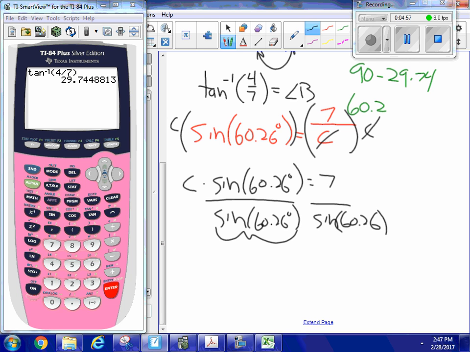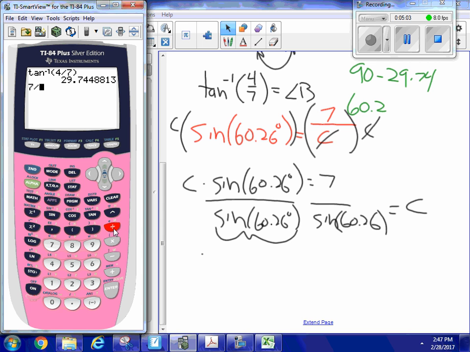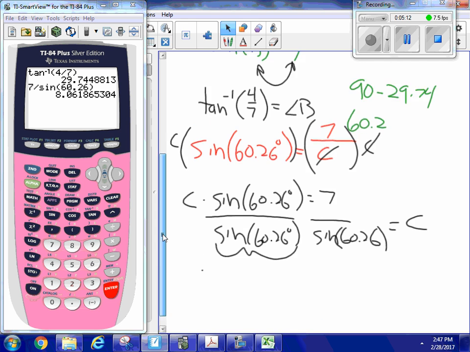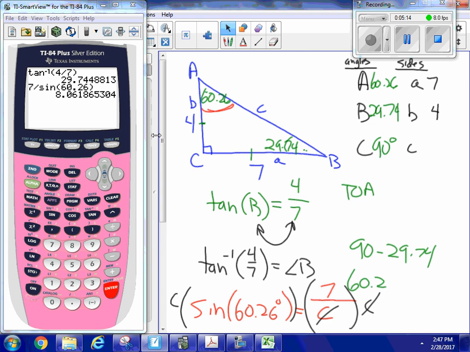So I get C is equal to 7 divided by sine 60.26, which is 8.06. That's my final side here, 8.06. And that makes sense. It has to be the longest side of the right triangle because it's the hypotenuse. So I'm pretty happy with that.